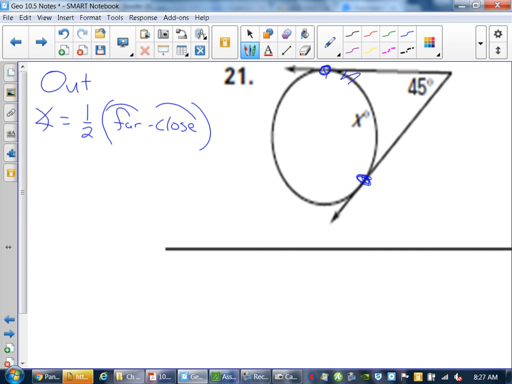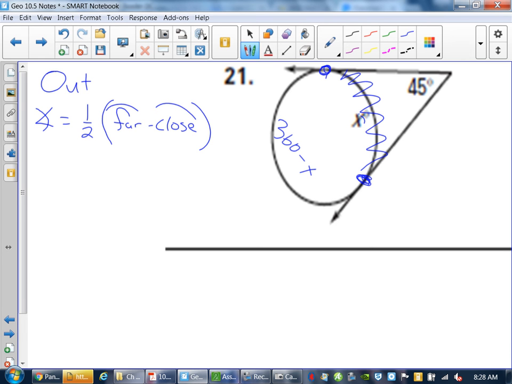Well, if this much is x, how much is on the other side? Start this over. How many degrees are in a circle? If this is 10 degrees, how much is left on the other side? 360 minus 10. If this is 100 degrees, it would be 360 minus 100. So this would be 360 minus x.